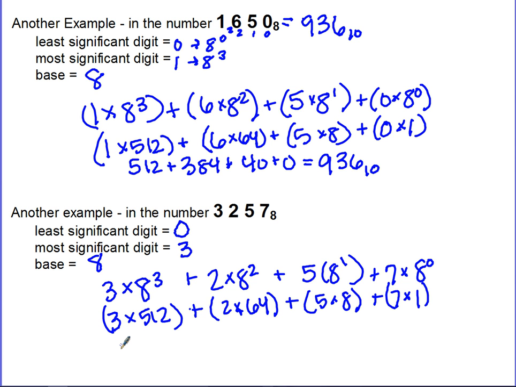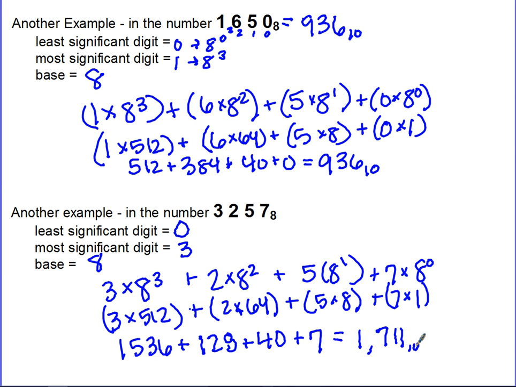So 3 times 512, I get 1,536. 2 times 64 is 128. 5 times 8 I know is 40. And 7 times 1 is 7. So overall I get 1,711 base 10. That's my answer.